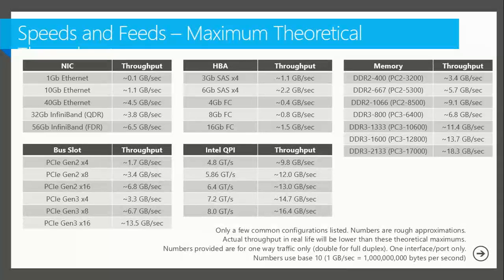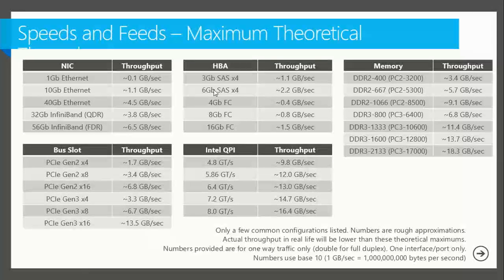Talking about speeds and feeds, right? Right now, we're just throwing some numbers at you so you can do some quick math. A 10 gig NIC gives you about 1.1 gigabytes a second. A 56 gig NIC gives you about 6.5 gigabytes per second. A 16 gig Fiber Channel HBA gives you about 1.5. SAS gives you about 2.2 for every 4-lane 6 gig SAS, right?